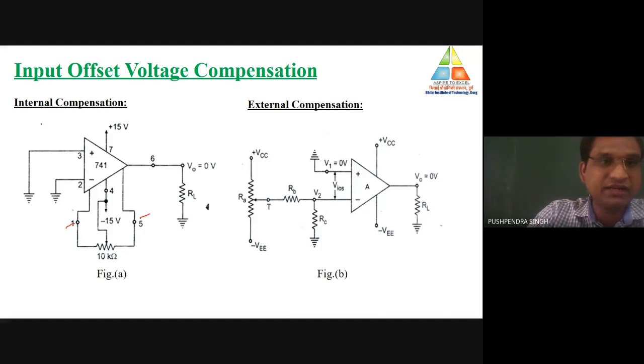So in case of internal compensation, two pins are present, pin number 1 and pin number 5. You just need to connect one potentiometer of the value 10 kilo ohm in between pin number 1 and 5. Connect one wiper either with the help of the positive supply or the negative supply, and as per the requirement, we may move the wiper to this side or this side for compensating the total error voltage. So this is an internal method.